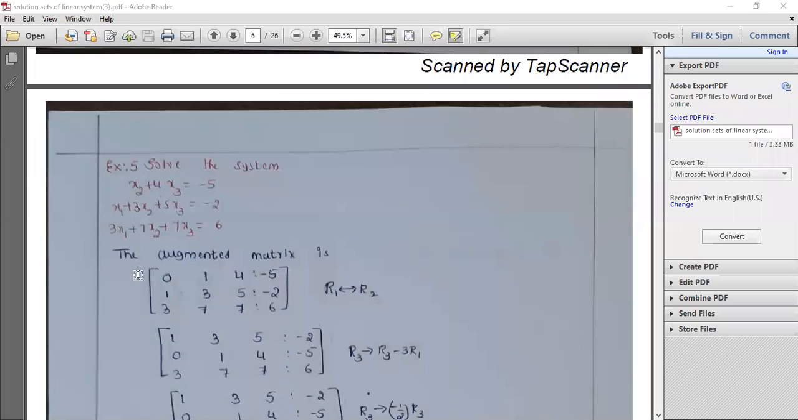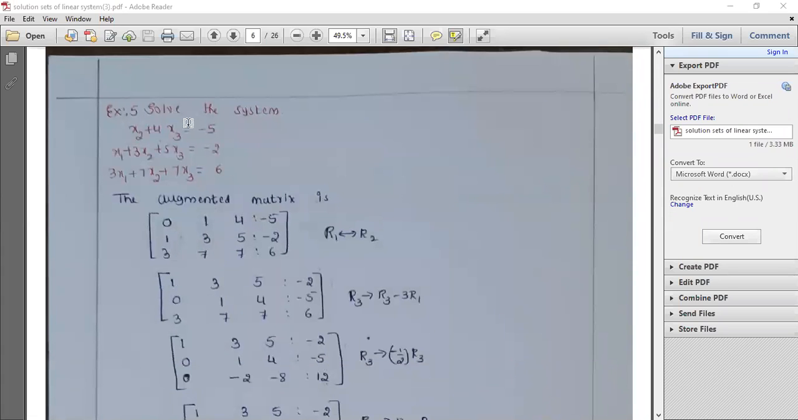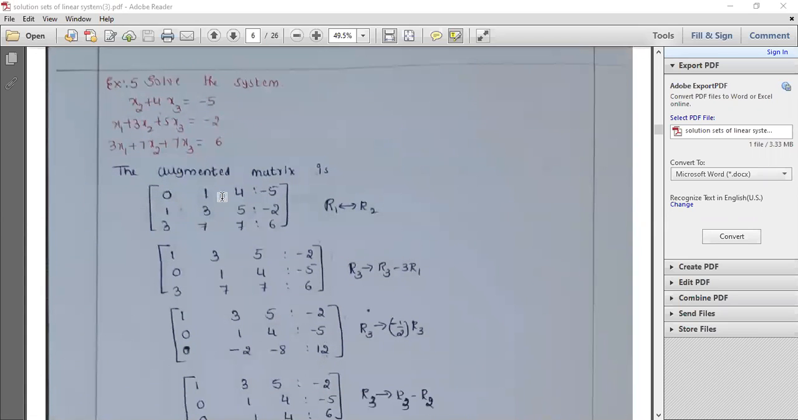Now I'll take one more example here. Solve the system. Here we take the augmented matrix as 0, 1, 4, minus 5; 1, 3, 5, minus 2; and 3, 7, 7, 6. So this is our system of linear equations, which I've written in the form of an augmented matrix.